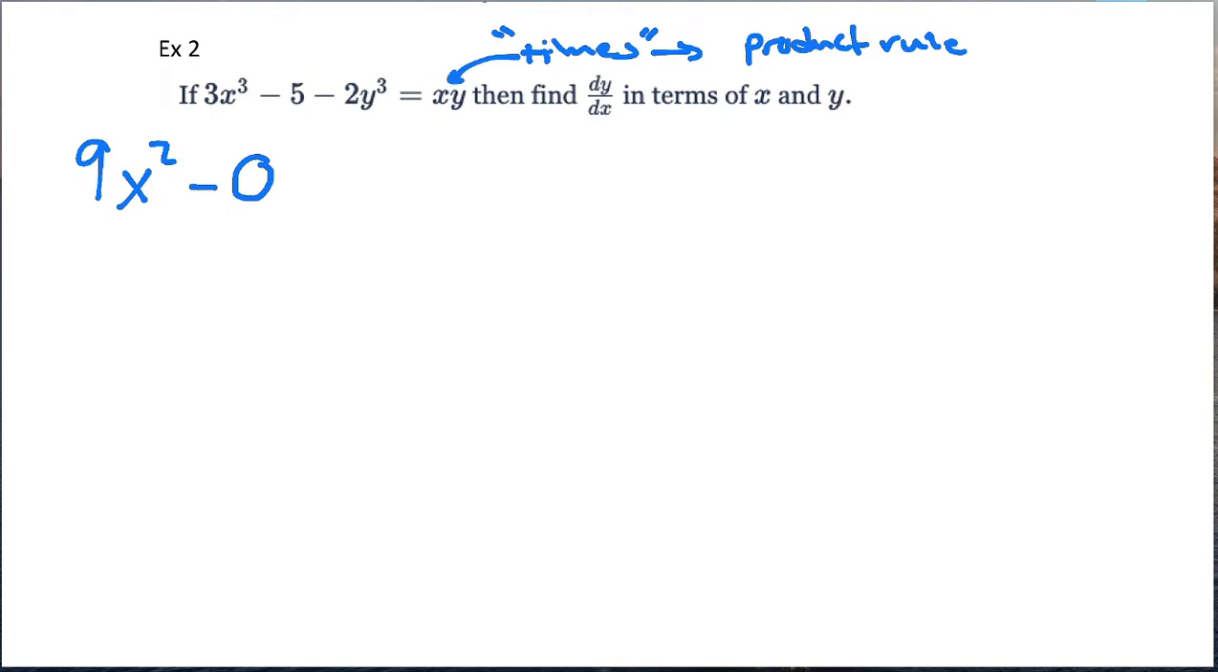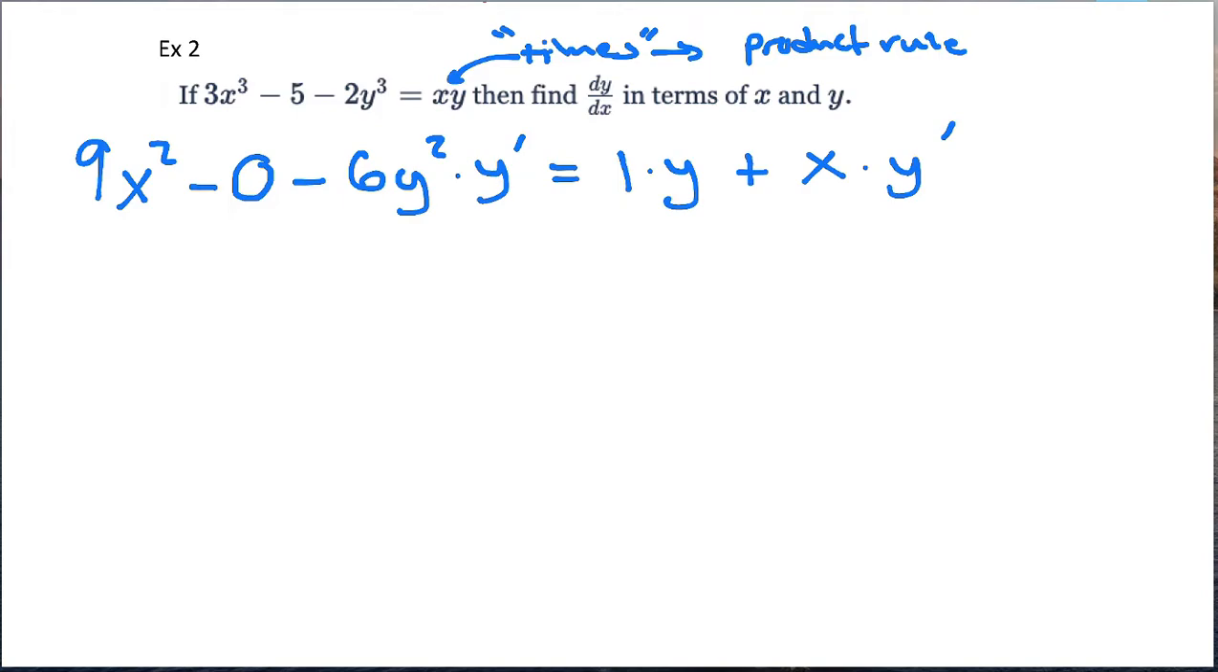The derivative of minus 2y cubed is negative 6y squared times y prime. Again, I'm differentiating y, so I need that y prime. I'm differentiating the cubed, that's why I need to do that first part. Equals 1 times y plus x times y prime. Because again, I'm using the product rule on the right side.